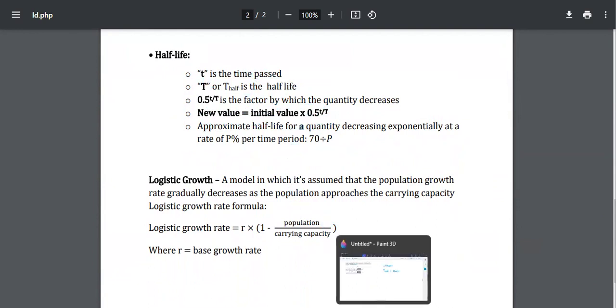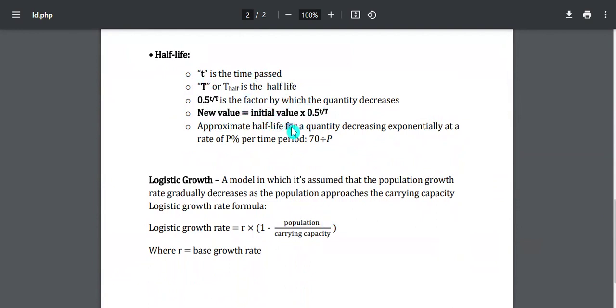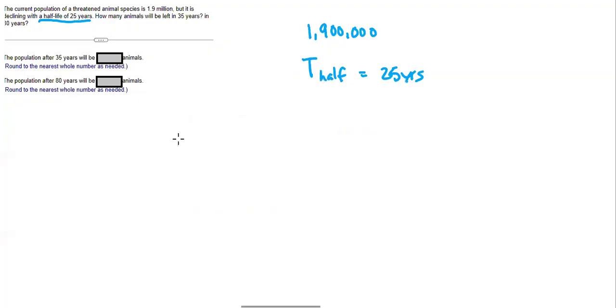So in our case, we have all this information. We have the initial value, the 0.5 is always 0.5. We have the time passed, and we have the half-life. Let's plug it in. So the value after 35 years is going to be equal to the original value times the half. Now, little t is time passed, and for us, the first time around, it's 35 years, and then the half-life is 25.